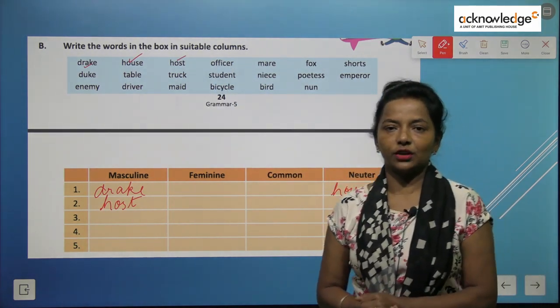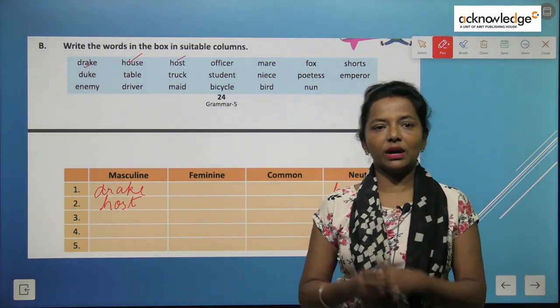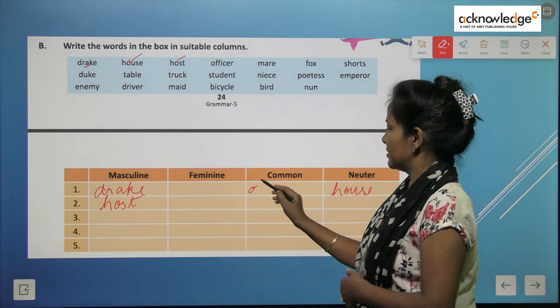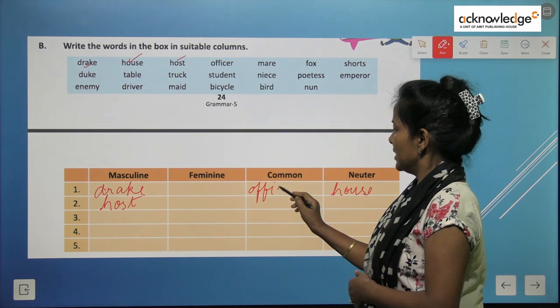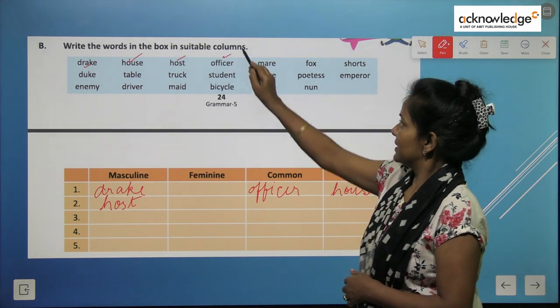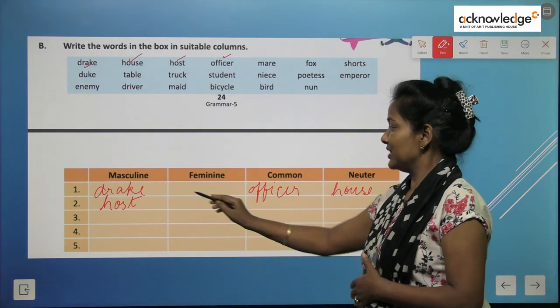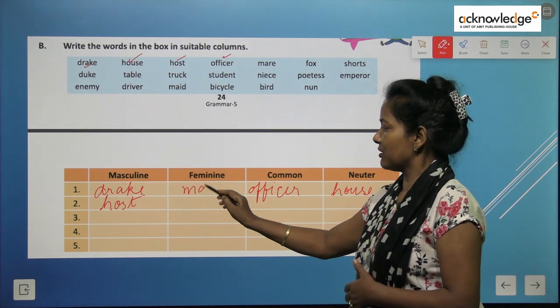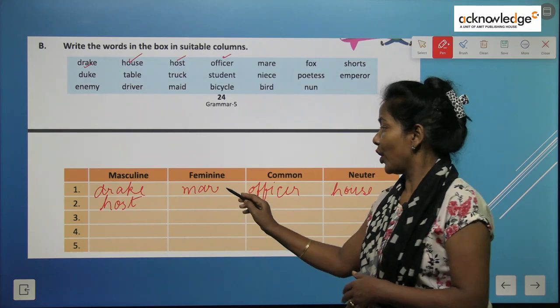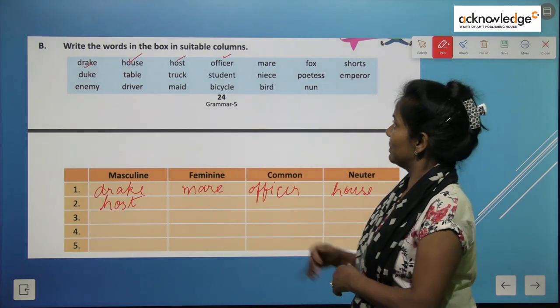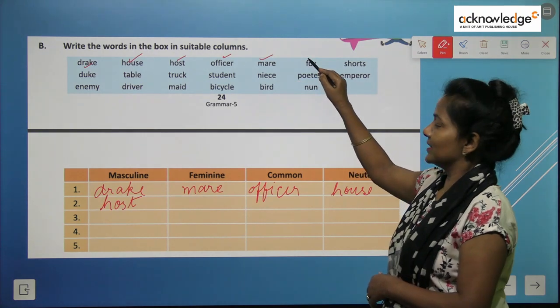Officer. Officer can be a male also and female also. So officer is common gender. Officer comes under common gender. Yes, we have done this. Mare. Mare. It's feminine gender. What is the masculine gender of mare? Horse. ये horse का feminine gender है. तो mare is feminine. Fox.